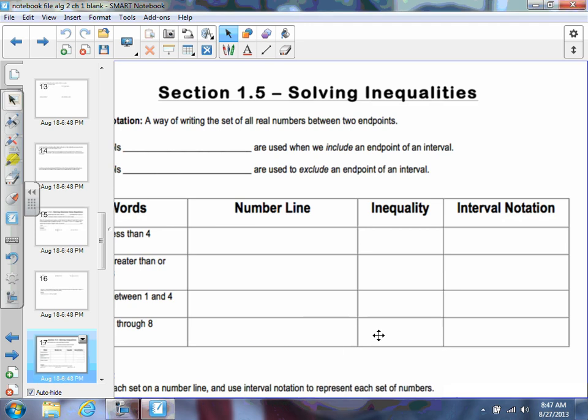Section 1.5 is on solving inequalities. Last, in 1.3, we did solving equations. Now we're going to have the inequalities.